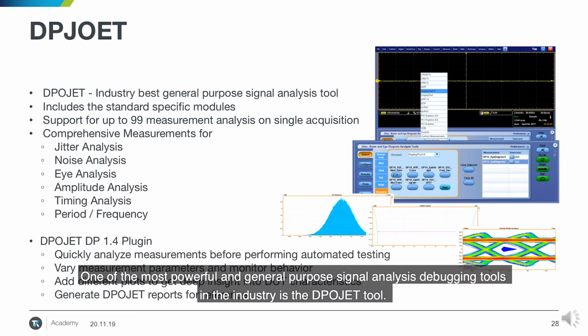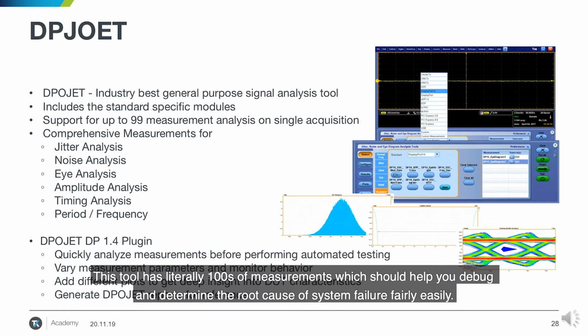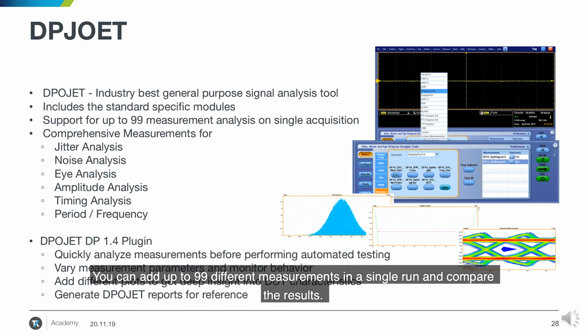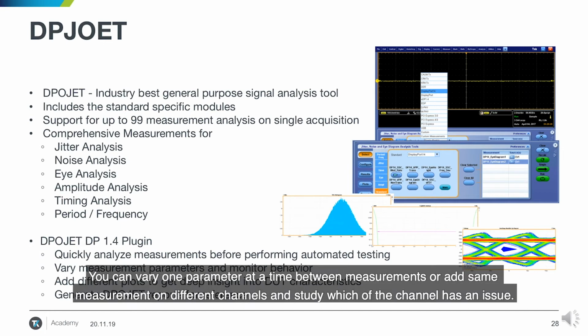One of the most powerful and general-purpose signal analysis debugging tools in the industry is the DPOJet tool. This tool has literally hundreds of measurements which should help you to debug and determine the root cause of the failure in your system easily. You can add up to 99 different measurements in a single run and compare the results. You can vary one parameter at a time between measurements or add the same measurement on different channels and study which of the channels has an issue.